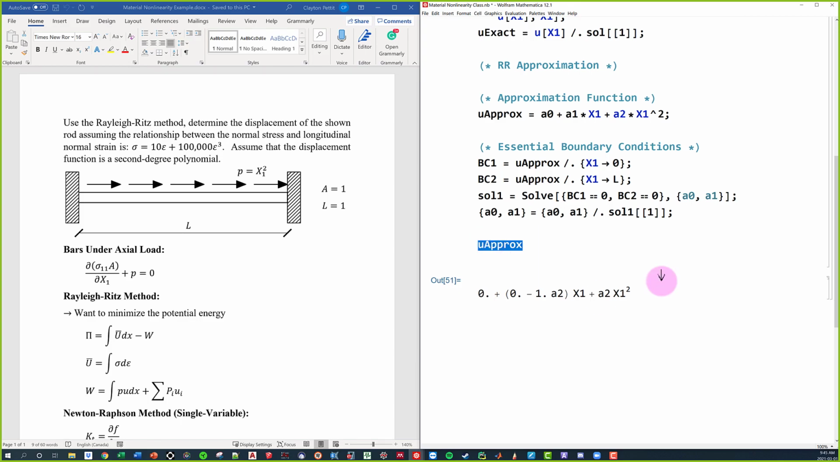Now my question for you guys is, now that we've done these essential boundary conditions, so we figured out all the A coefficients that we can with those boundary conditions, how do we solve for A2? Or the other unknown A coefficients? How do we solve for those ones?